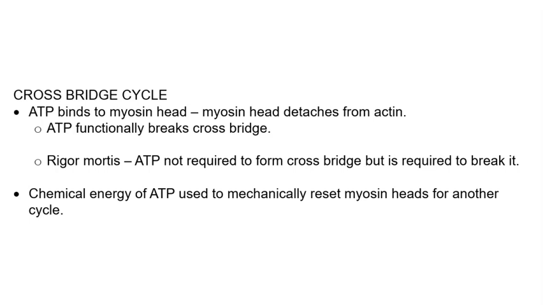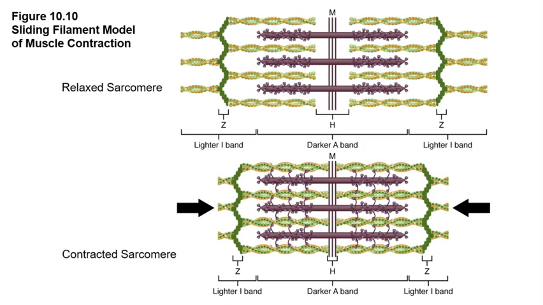The chemical energy of ATP is used to mechanically reset the myosin heads for another cycle. Figure 10.10 examines the sliding of the thin myofilaments over the thick myofilaments of the sarcomere in what is referred to as the sliding filament model of muscle contraction. The top diagram represents a sarcomere in a relaxed state. So notice that the small thin orange filaments, which are the tropomyosin proteins, are covering the myosin binding sites on the actin proteins.